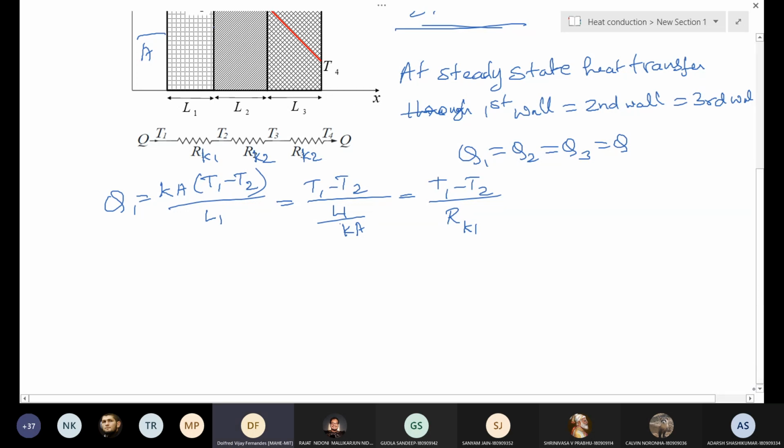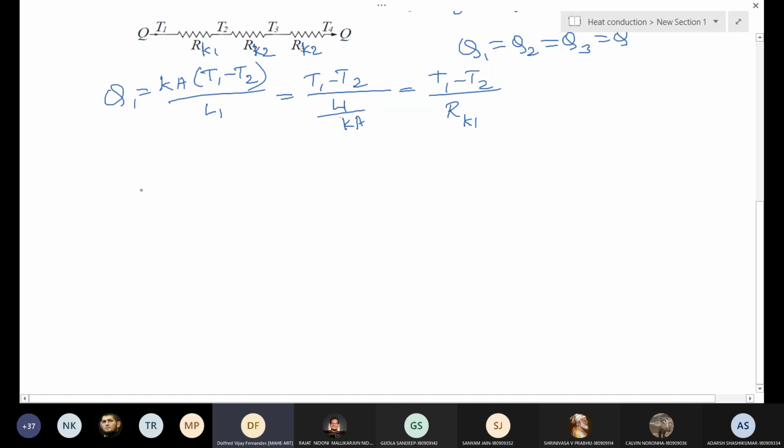So we can similarly write Q2 and Q3. Q2 will be equal to K2 A times T2 minus T3 divided by the wall thickness L2. And in the same way, you can write this as T2 minus T3 divided by R_K2. And similarly, you can write Q3 equal to T3 minus T4.